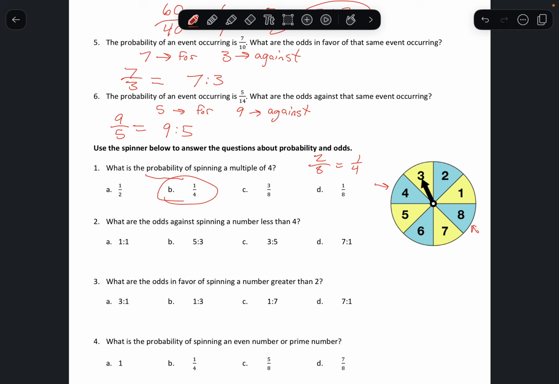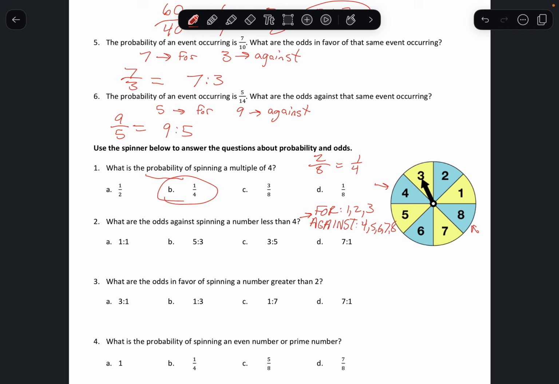What are the odds against spinning a number less than 4? All right, let's take a look at this here. We got to think about the options of a number. A number less than 4 would be 1, 2, and 3. Against would be everything else: 4, 5, 6, 7, and 8.